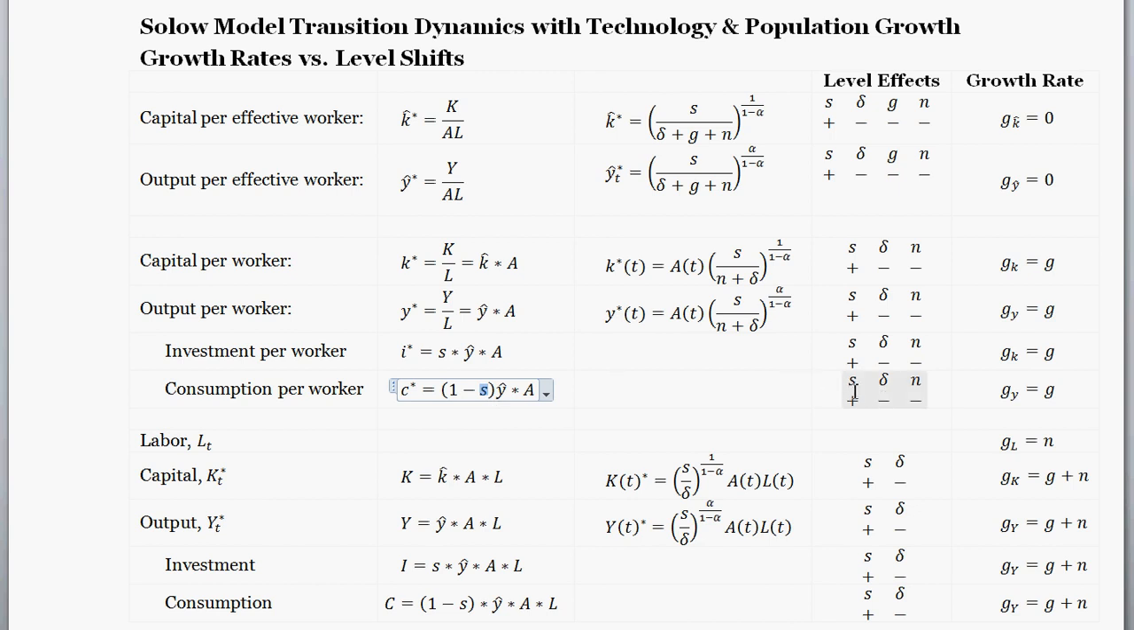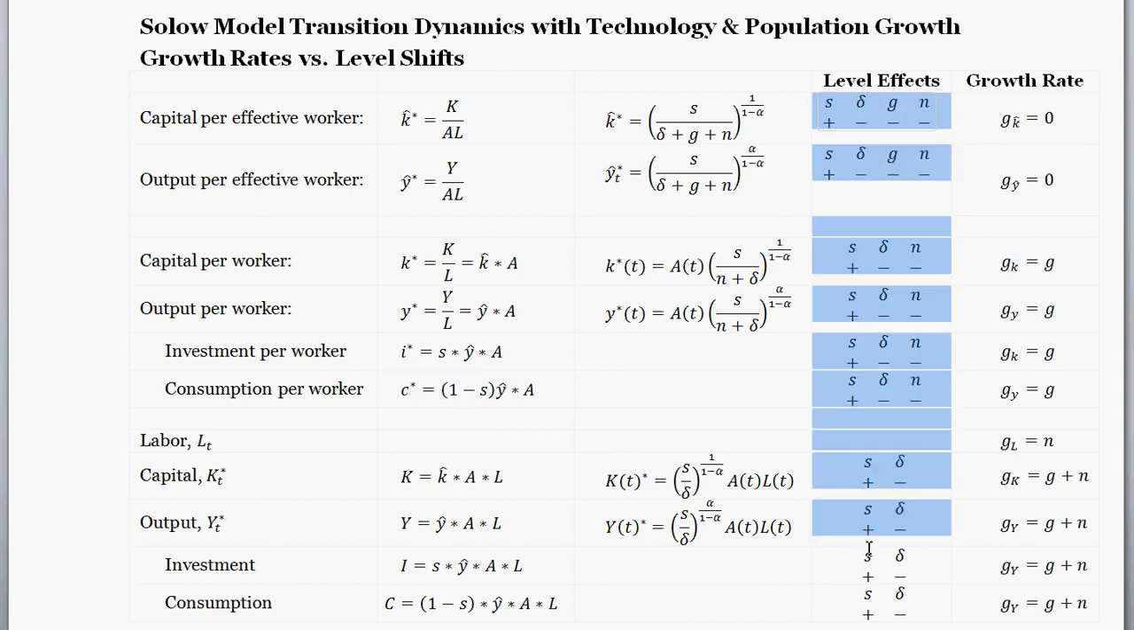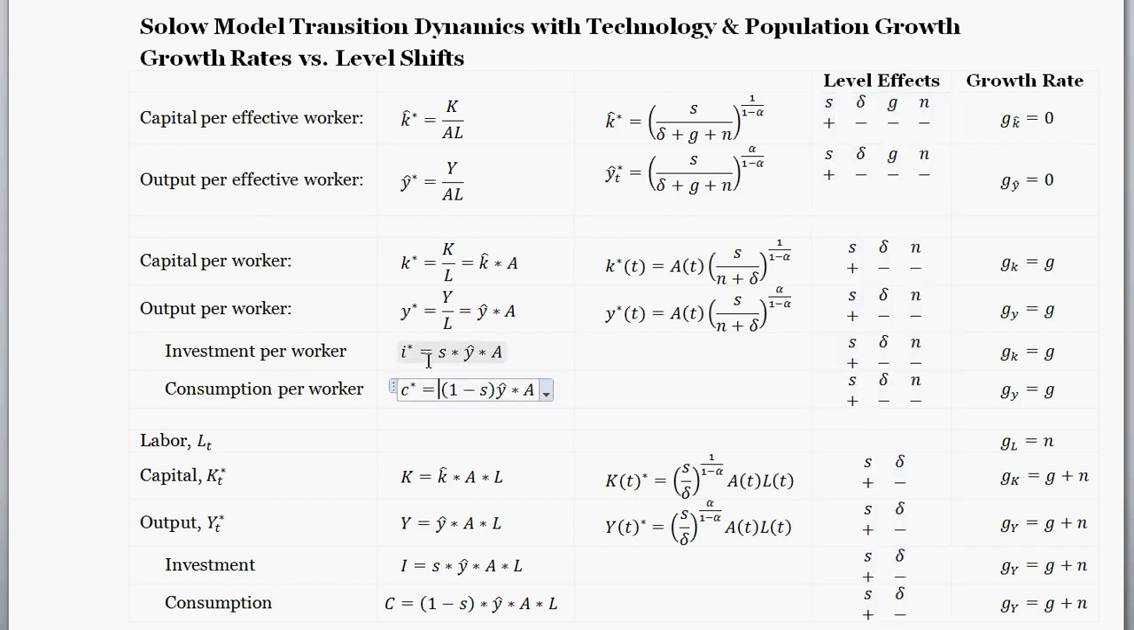We see that the savings rate appears for pretty much everything in terms of level effects. And for a few things, investment and consumption here, it causes an instantaneous change. For example, take consumption per worker. If we increase the savings rate instantaneously, say today the savings rate is 10% and tomorrow it's 20%, consumption would instantaneously jump down, because consumption just takes output per person and multiplies it by 1 minus the savings rate. So if the savings rate goes up instantaneously, you expect consumption to drop instantaneously.